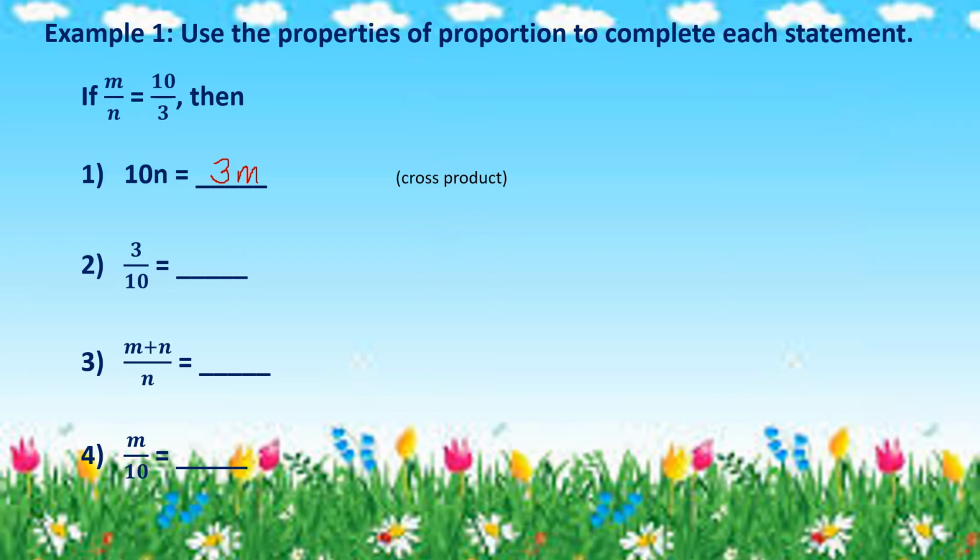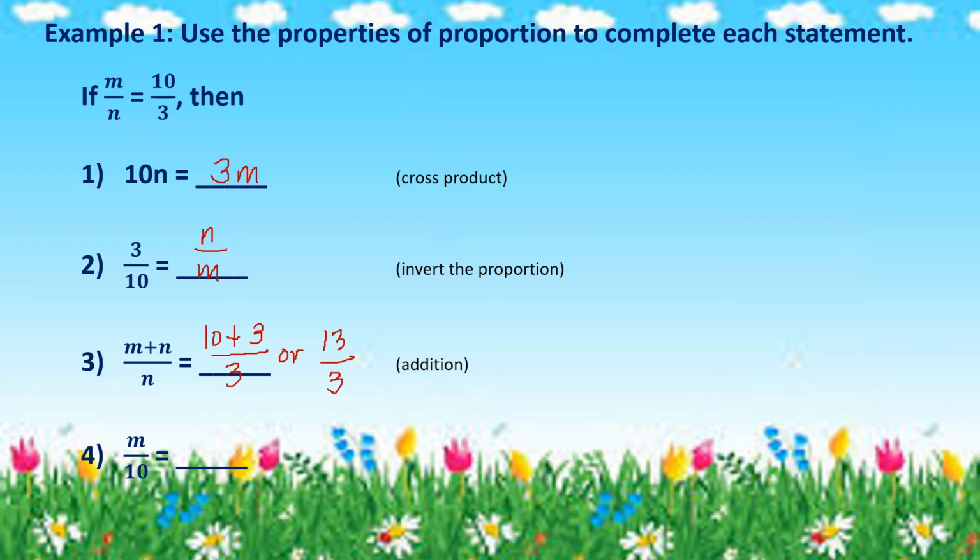Next, 3 is to 10 is equal to n is to m. What did we do? We invert the proportion. In short, we made use of the inverse property. Next, m plus n is to n is equal to 10 plus 3 is to 3, or simply 13 is to 3. So we made use of the addition property.